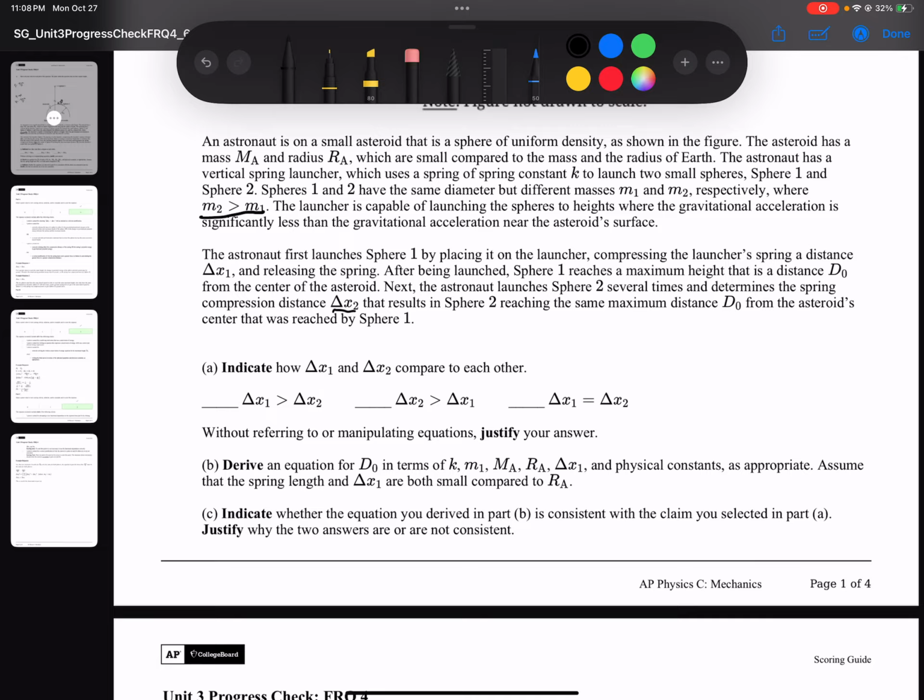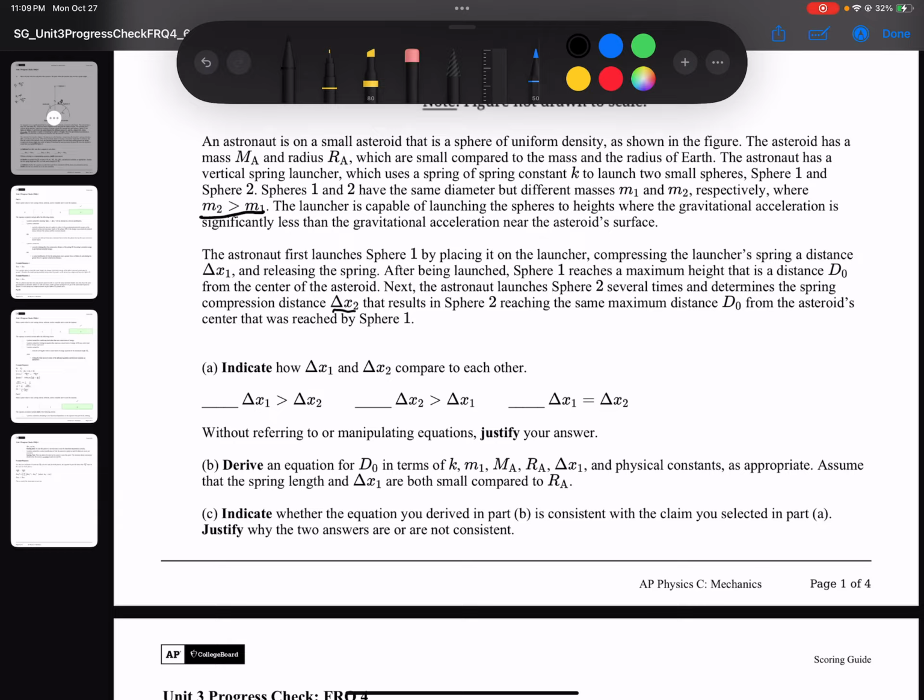Well, I know that, given that m2 is more massive, there's going to be more potential energy between m2 and the asteroid versus m1. They're reaching the same height. They start at the surface of the asteroid, all right? And given that m2 is larger, that means that energy had to come from somewhere. That came from the extra compression of the spring.